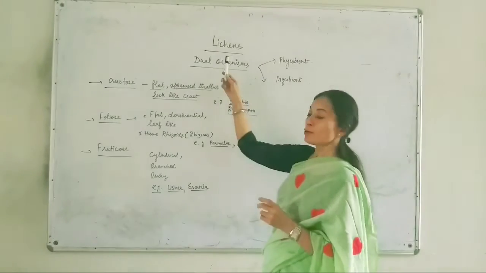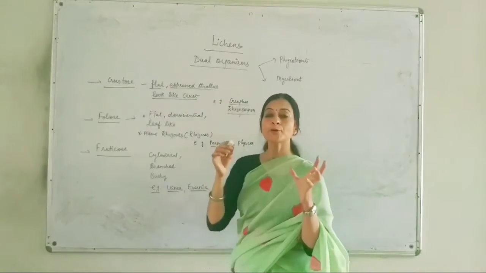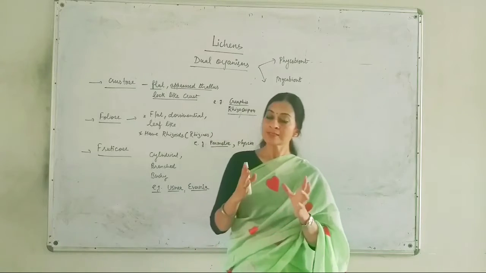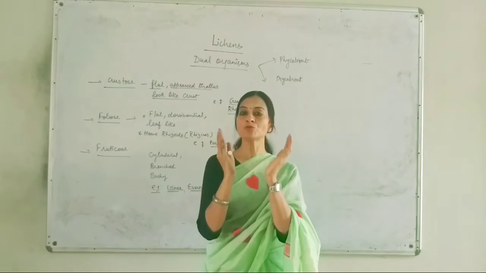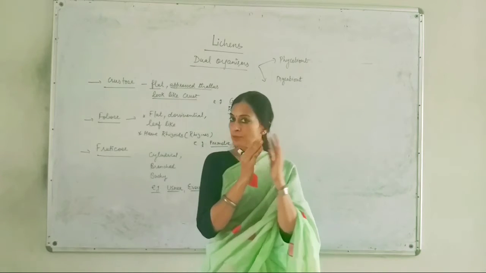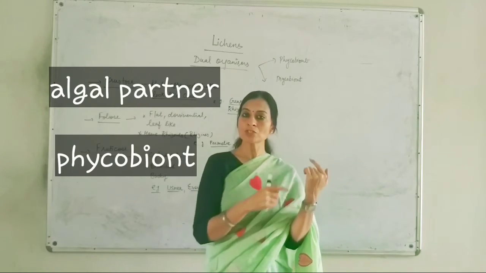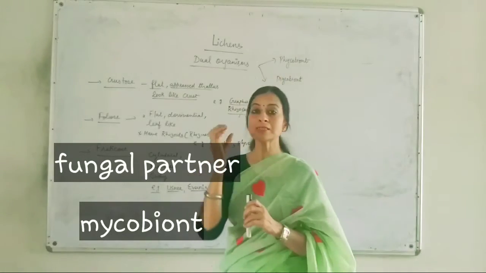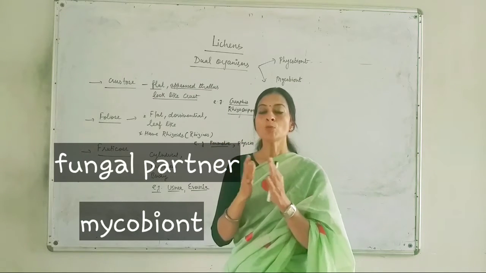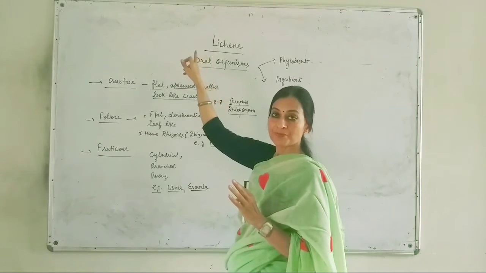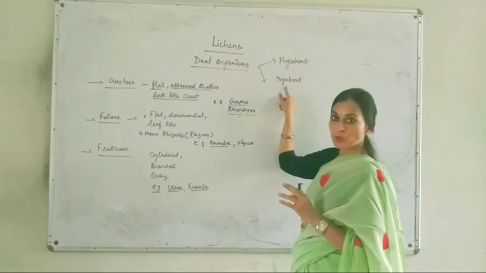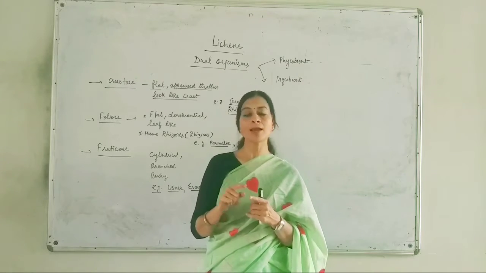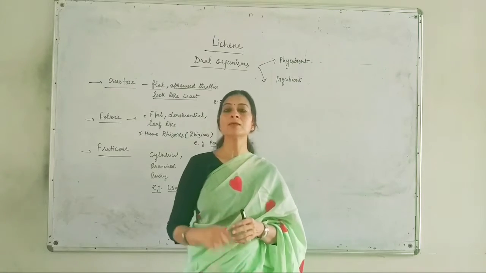And the problem is that they are not a single organism, but actually dual organisms or composite organisms. Now what do you mean by this dual or composite organism? Lichen actually has 2 types of organisms which live together. One of the organisms is the algal partner, which is known as phycobiont, and the other partner living with this phycobiont is the fungal partner, the fungus. Fungus and algae both live together to form this lichen. The fungal partner is known as mycobiont. So lichen is actually an association of algal and fungal partners, or you can say phycobionts and mycobionts.